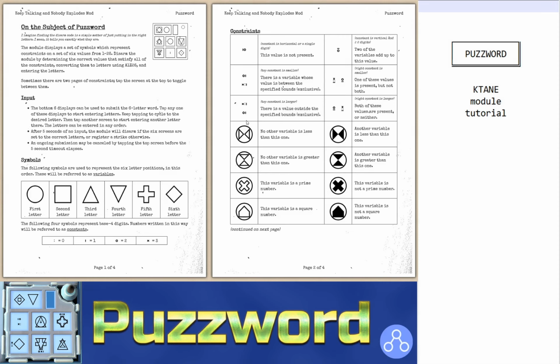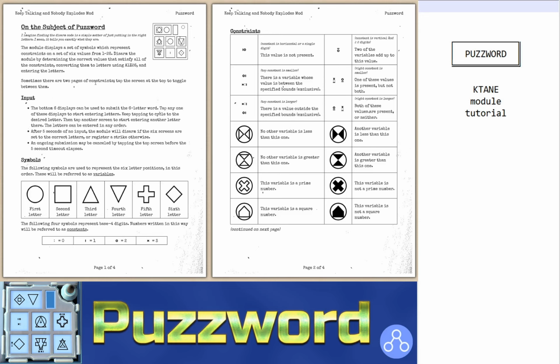Let's begin by taking a quick look at the manual, especially the first paragraph, which summarizes what we even need to do. The module displays a set of symbols which represent constraints on a set of 6 values from 1 to 26. Disarm the module by determining the correct values that satisfy all of the constraints, converting them to letters using A1Z26, and entering the letters. Sometimes there are 2 pages of constraints, but I'll get to that later.